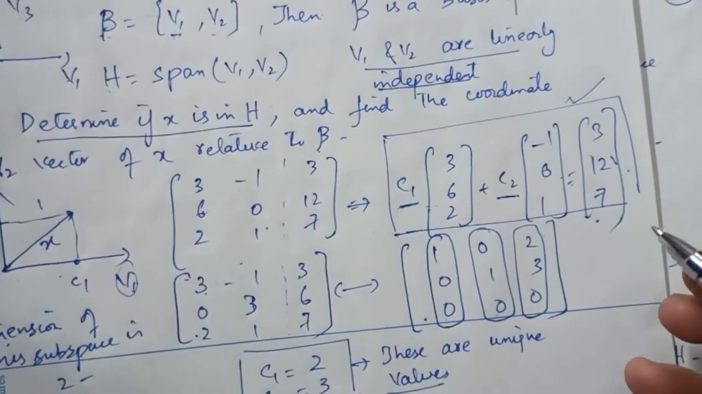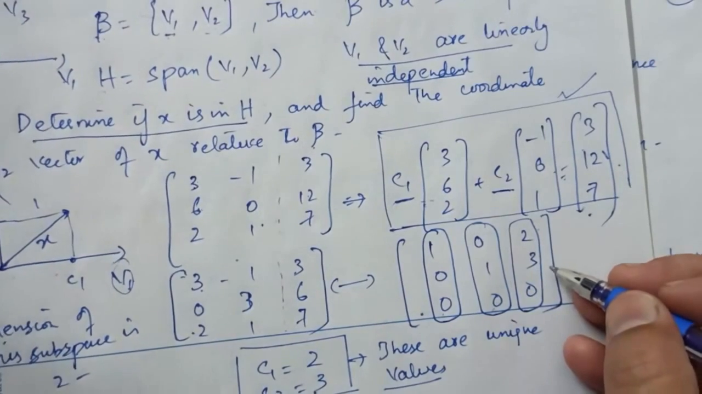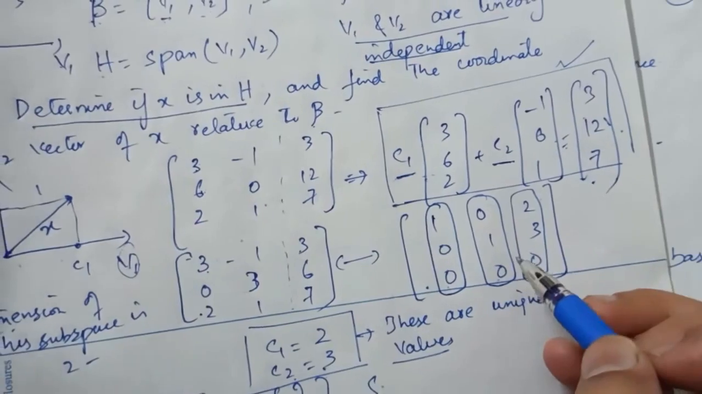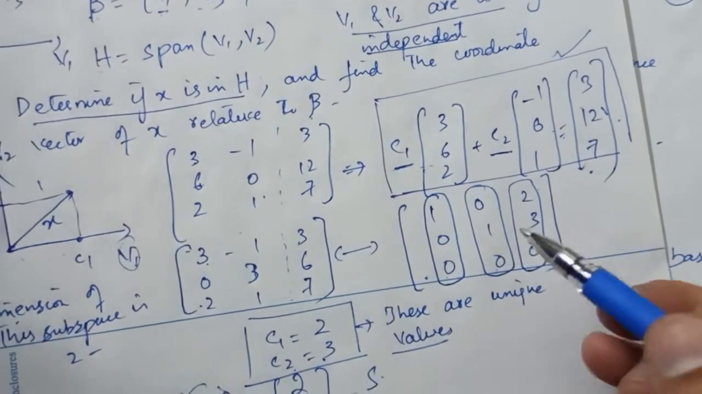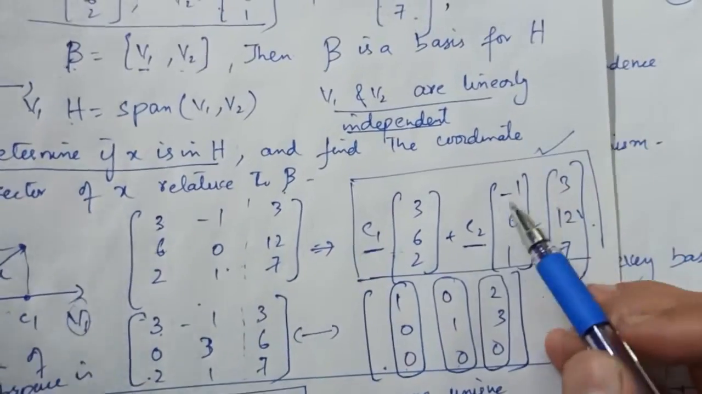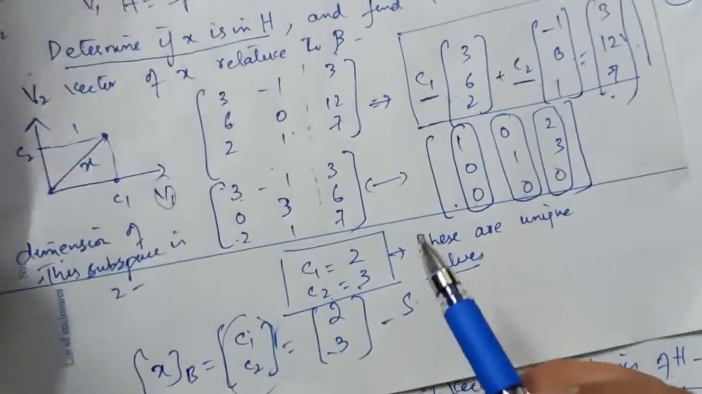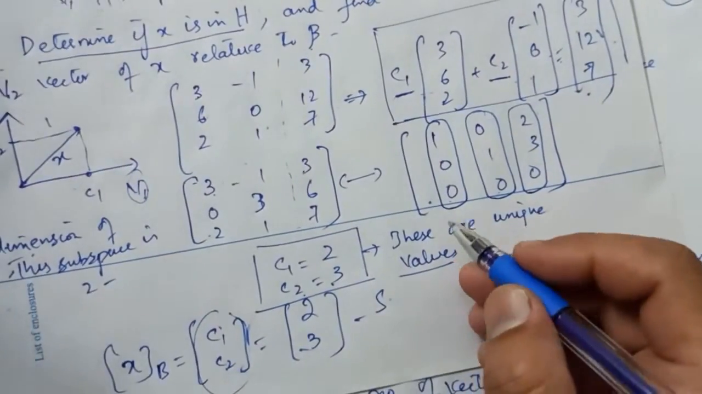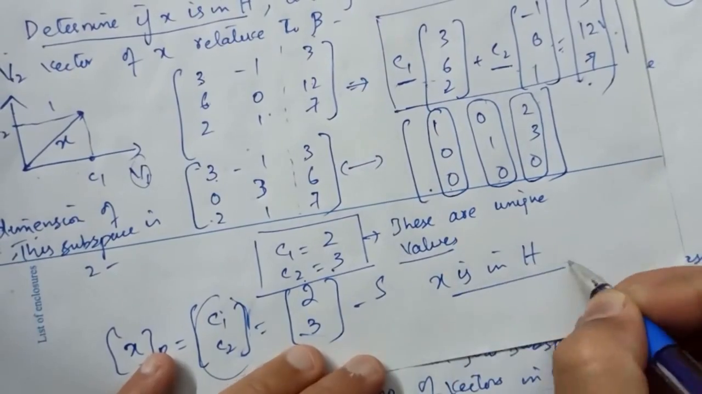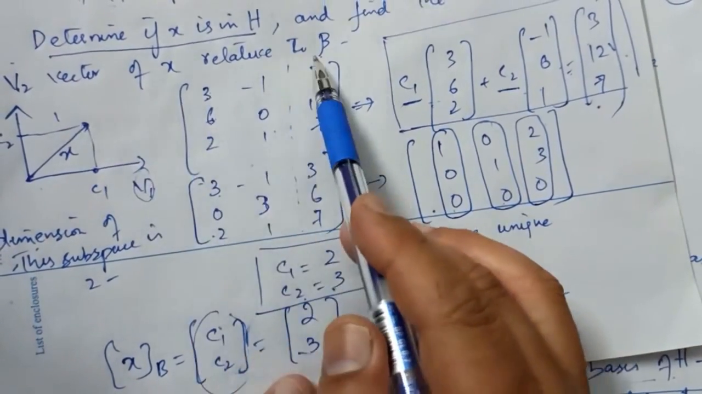And when we converted into a reduced echelon form, we found that there exist two possible solutions, where there exist values of C1 and C2 for which C1 times V1 plus C2 times V2 is equal to x. So it means x is in H. So we can easily say that x is in H, and what you have to do is to find the coordinate vector of x relative to B.